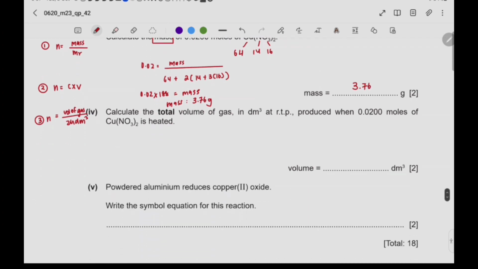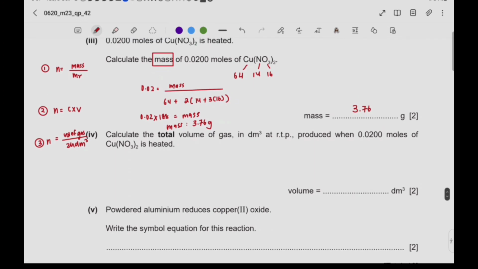Okay, let's see the next one here. The total volume of gas. So for volume of gas, very simple, use this. 0.02 equals volume of gas divided by 24 dm cube. You see, a lot of students say, hey teacher, I don't know the calculation, please tell me. Write down these 3 formulas, then you can do everything.